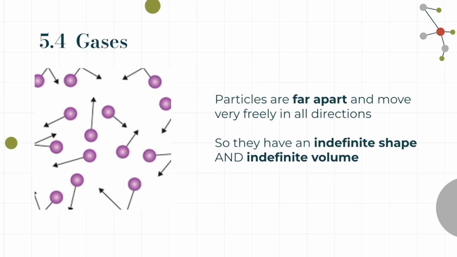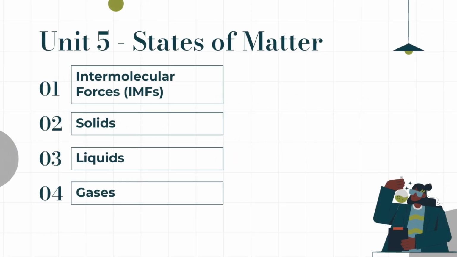For example, the air that we breathe is a gas. If you blow up a balloon, the air takes the shape of the balloon. And that's all for Unit 5, States of Matter. I hope everyone had fun learning about each state of matter and how they are all connected to IMFs.